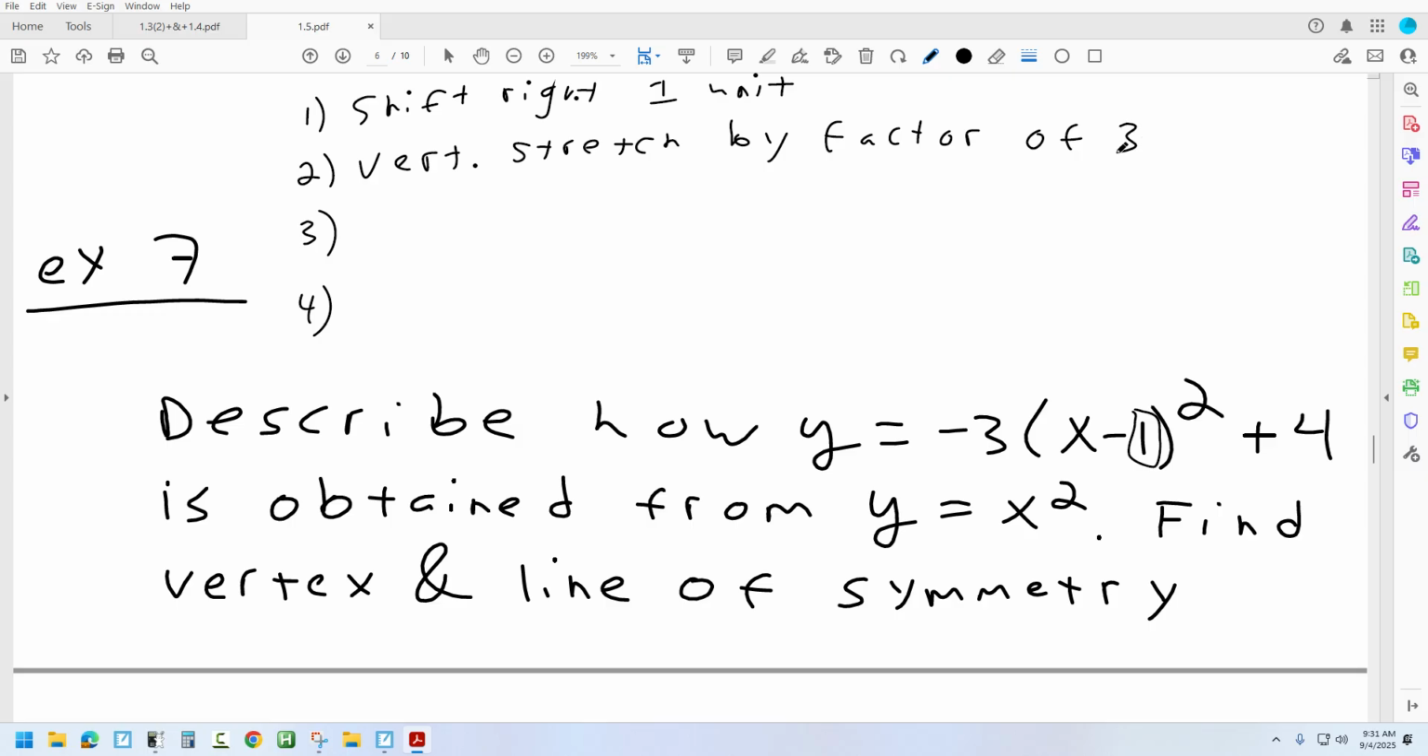Now let's look at that negative. What's the negative in front of the 3 going to do? Yep. Reflect over the x-axis. Yep, that's a reflection over the x-axis. You could also say vertical reflection. Vertically reflecting means over the x-axis.